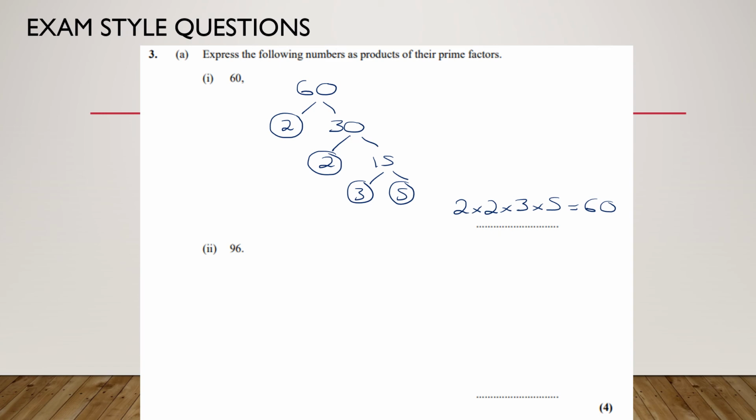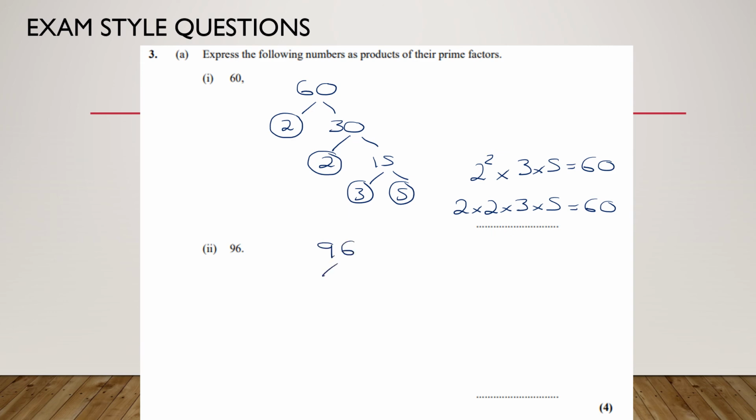It's good practice to write these in order. So 2 times 3 times 2 times 5 is not as good as 2 times 2 times 3 times 5. It's very good practice to make sure these are in the correct order. It can also be written in index notation because 2 times 2 is also equal to 2 squared. So 2 squared times 3 times 5 equals 60. And my last example, 96.